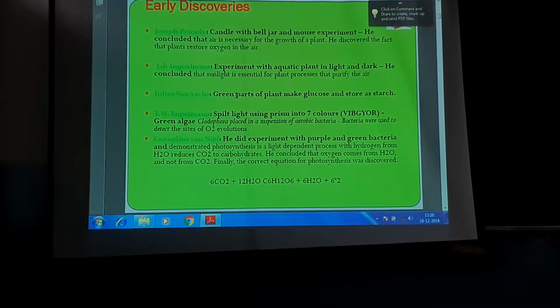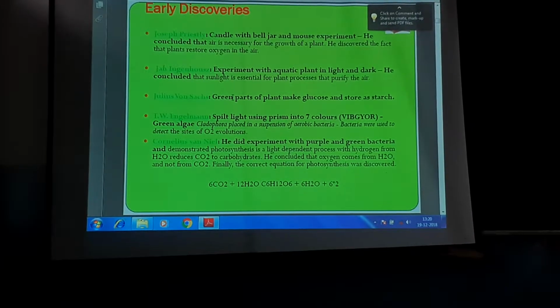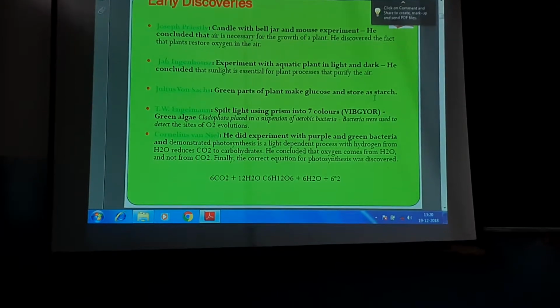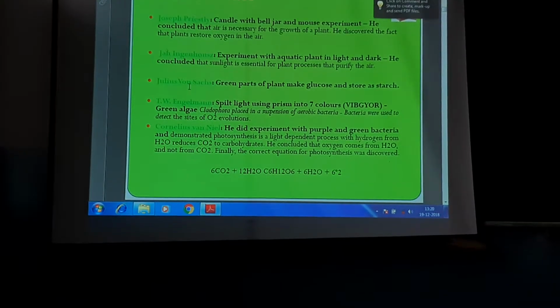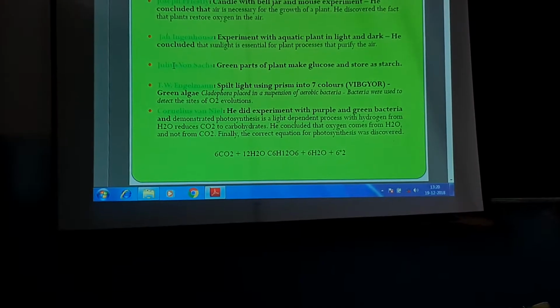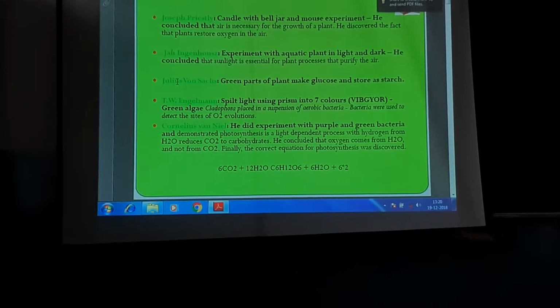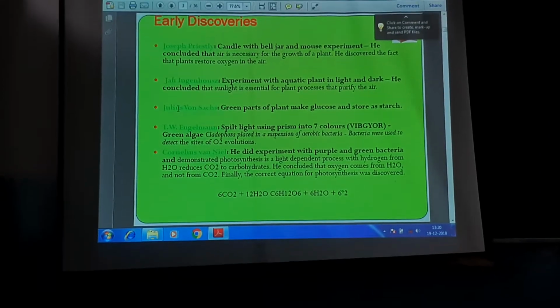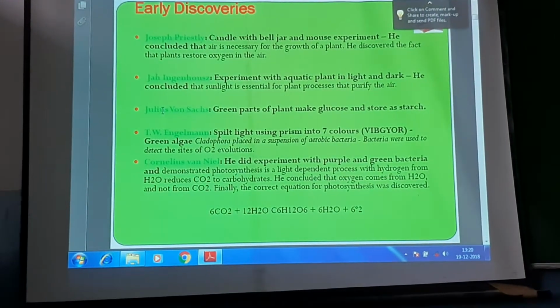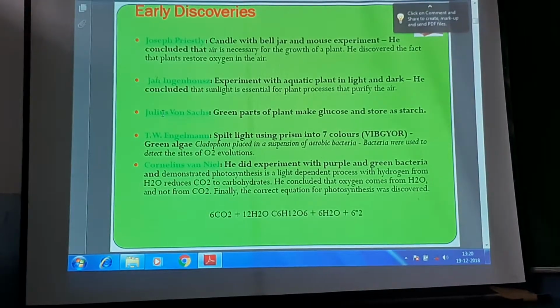That was revealed by John Ingenhousz. Green parts of plants are involved in making glucose and they store it as starch. This was revealed by Julius von Sachs. Okay, these are the historical steps before we came to know about these details. Many scientists have worked and shown these photosynthesis steps.